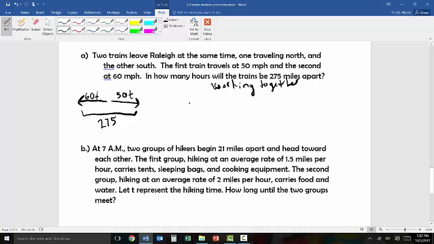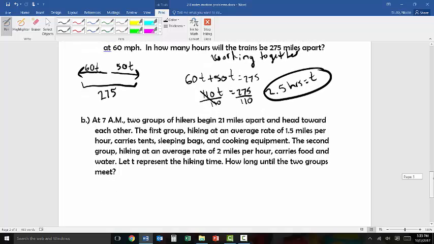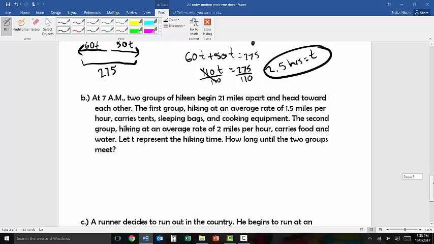So the setup for this is going to be addition. So we're going to add 60t plus 50t to make 275. And then we solve for t. So like the first one earlier, we get 2.5 hours. So they'll both be traveling for 2.5 hours to make a total mileage of 275.